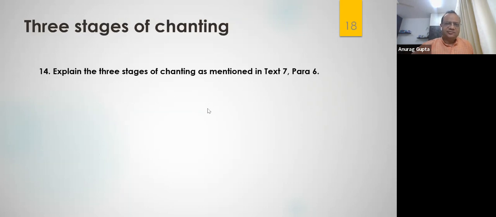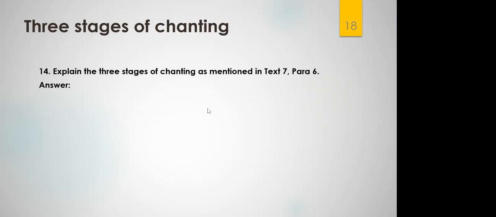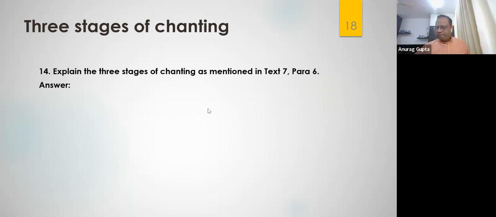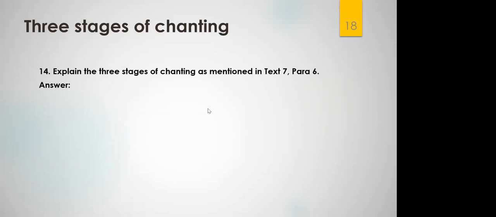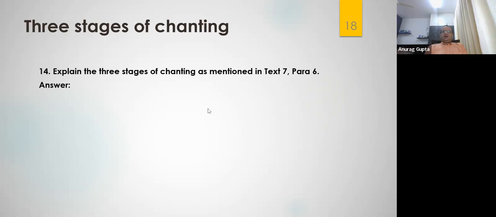Three stages of chanting. Explain the three stages of chanting as mentioned in text 7, paragraph 6. What is the answer? Okay, this is a descriptive question. The first stage is the offensive stage. When you do the chanting, offenses happen often. Then the second stage is the lessening of the offenses. And then they are completely free from offenses. The third stage is the pure stage. Very good answer. In paragraph 6, it is mentioned very clearly.